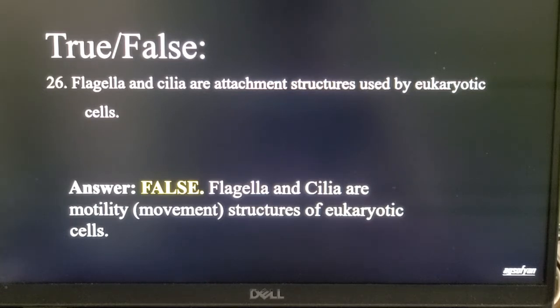Now remember, in prokaryotic cells, the movement structure is also flagella and axial filament, not cilia. Eukaryotic cells have flagella and cilia. Prokaryotic cells have flagella and axial filament. So these are actually motility or movement structures, not attachment structures.